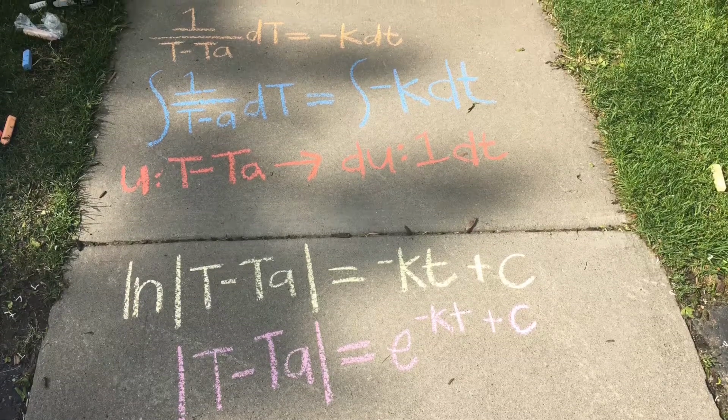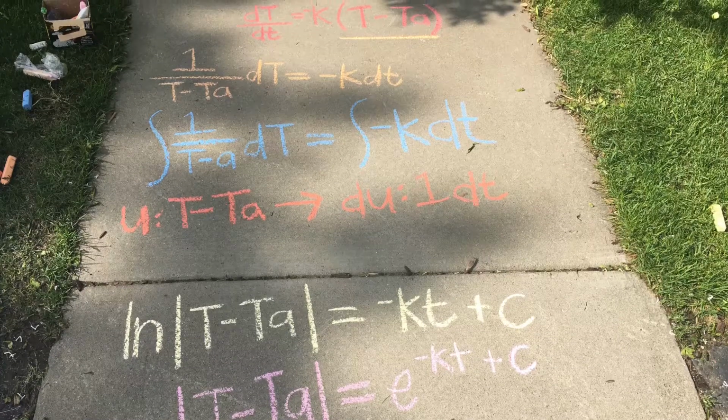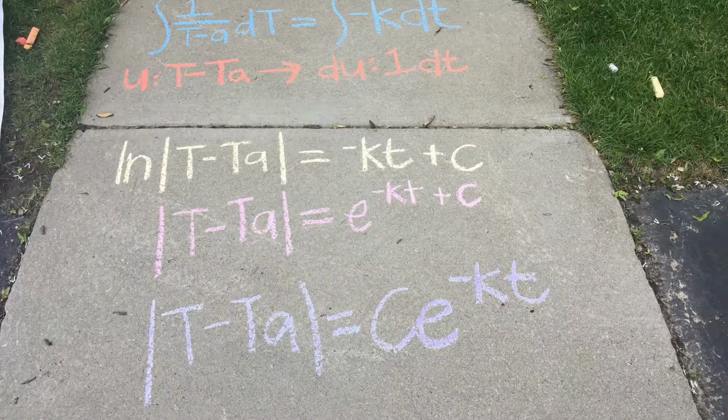Now we can raise both of these to the e power, so we can write this as the absolute value of T minus T sub a is equal to e to the negative kt plus c. This is the same thing as e to the negative kt power times e to the c power. So this should be starting to look familiar because we can rearrange it to be C e to the negative kt power.